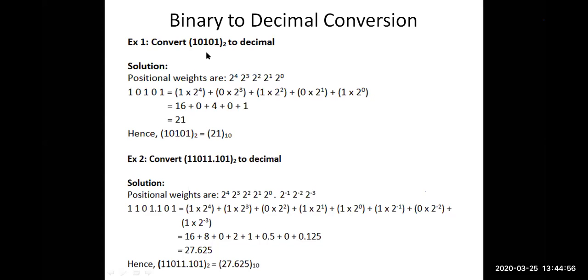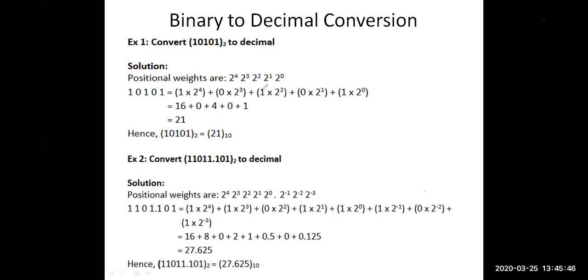As an example, I'm taking this binary number, which is to be converted into decimal. So I have 2 raised to 0 as the first positional weight, then 2 raised to 1, 2 raised to 2, 2 raised to 3, 2 raised to 4, and so on. All these are integer values. So we just have to do addition of multiplications. We multiply the binary digits by the positional weights. Suppose I take 10101 as a binary number, then I must multiply the first digit by 2 raised to 4, then the second digit by 2 raised to 3.